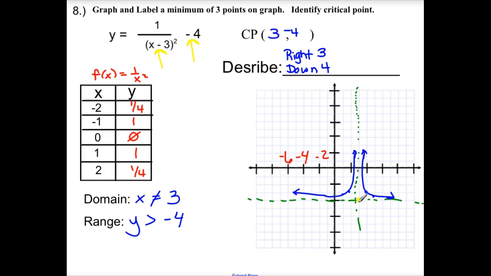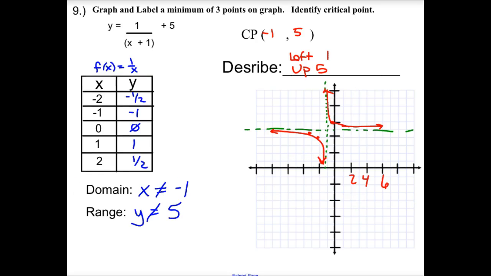And again, the domain and the range will link to the critical point. For our domain, x cannot equal 3. You can think about that vertical line traveling across the graph, and it will hit a point on the graph everywhere, except for that vertical asymptote. And for our inverse square function, we don't get any negative values from the parent function. And since we didn't have a reflection, our range will be y is greater than -4. You can see that the graph starts just above our y asymptote.